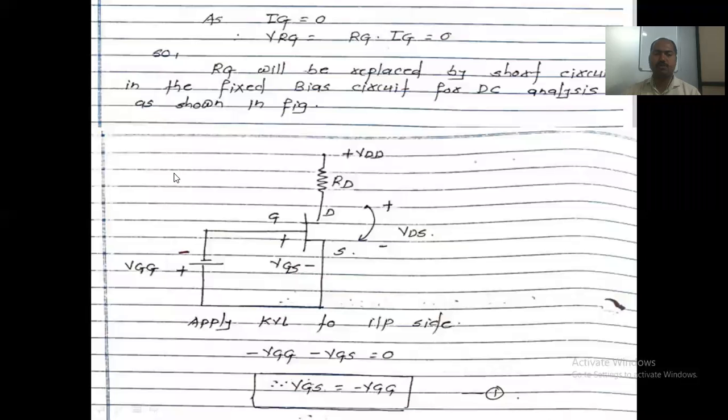So the analysis of this configuration means applying KVL to the input side and KVL to the output side, and whatever equations result are the analysis of this type of configuration.